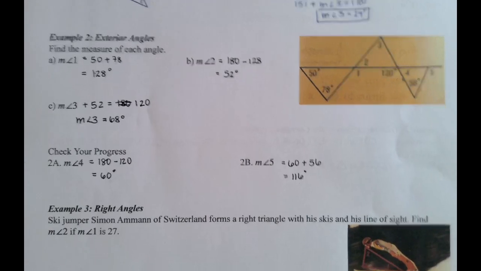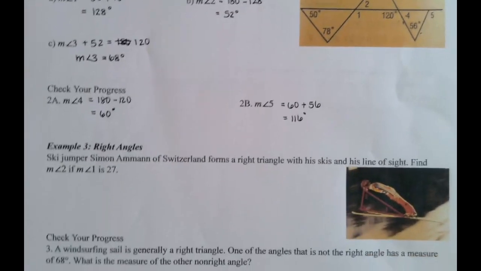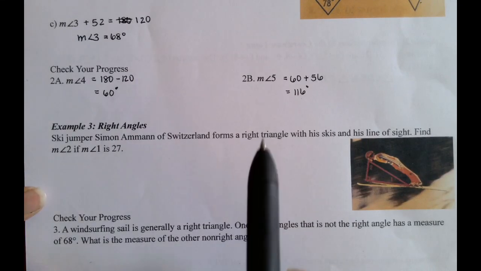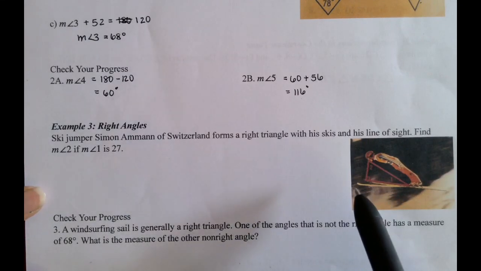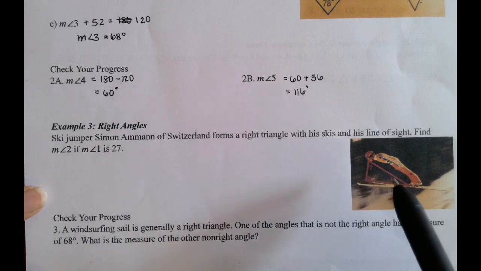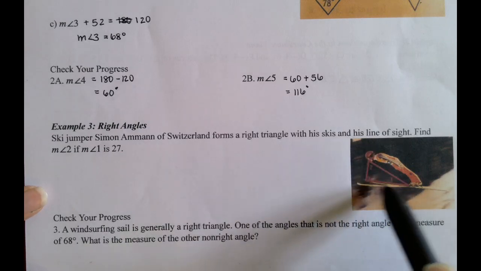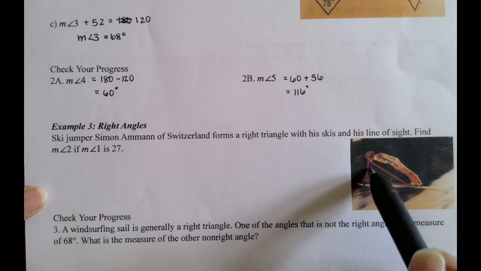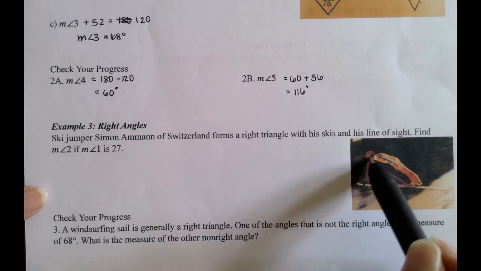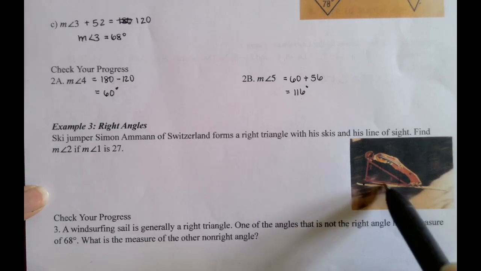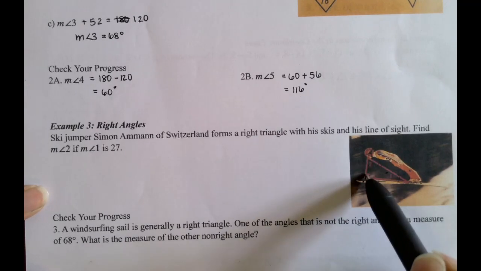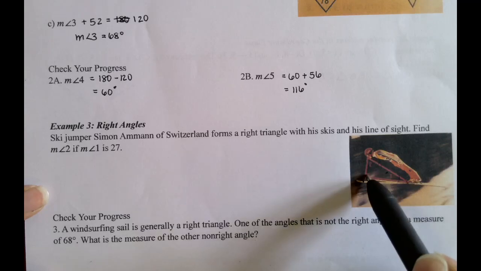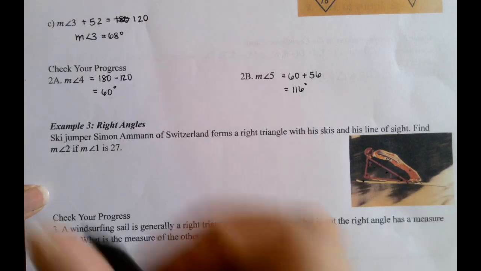So now we're moving on to our last example, example 3. Here, ski jumper Simon Ammann of Switzerland forms a right triangle with his skis and his line of sight. We want to find the measure of angle 2, if the measure of angle 1 here is 27. Since it forms a triangle, it should add up to 180. So this is 90, this is 27, and this one's my unknown.